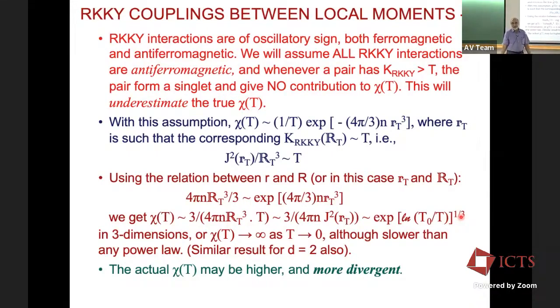So of course, this is a lower bound. The actual susceptibility could possibly diverge with a power law. We can't say anything about that. But what we can say is that it cannot be constant.